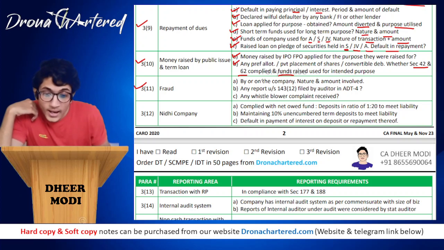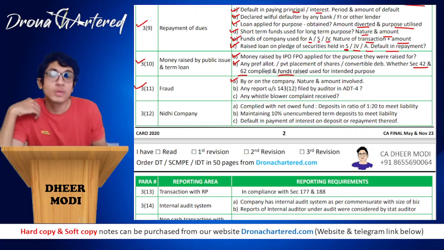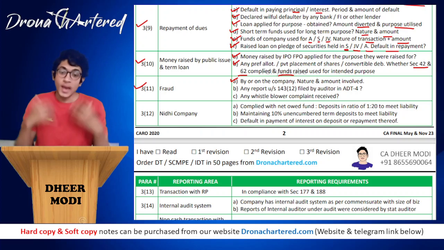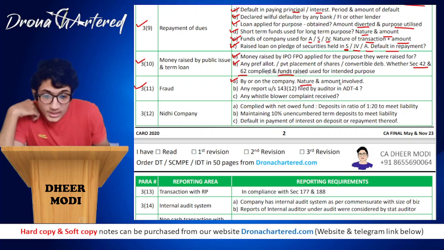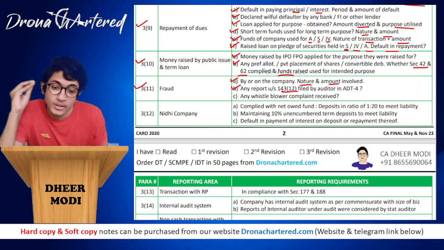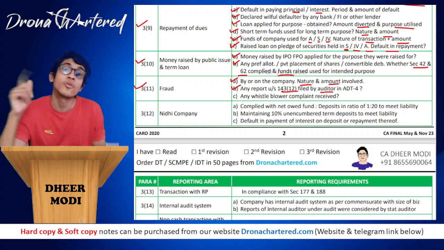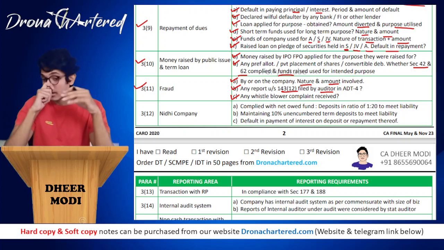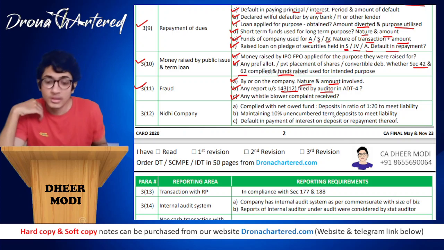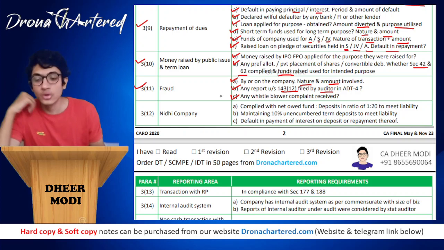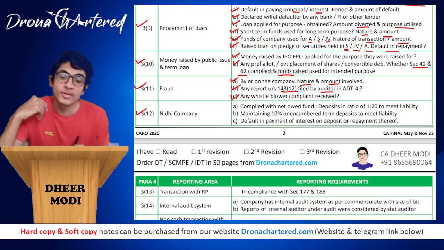So 3(11) says by or on the company. So what do you have to report? Whether there is any fraud that either the company has done or any fraud that has happened on the company, the nature and the amount involved. Next is any report under section 143(12). So whether there is any report under section 143(12) filed by the auditor in form ADT-4. And the C part is any whistleblower complaint received. So as we've already studied your whistleblower part, any whistleblower complaint that has been received, all of this will be under clause 3(11). Next is your 3(12) that talks about Nidhi company.